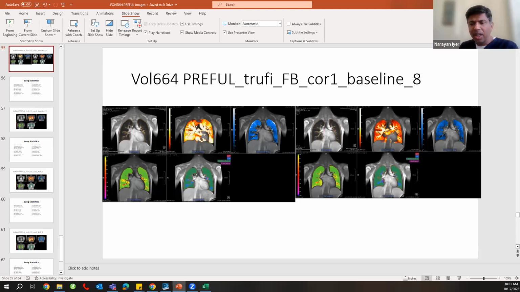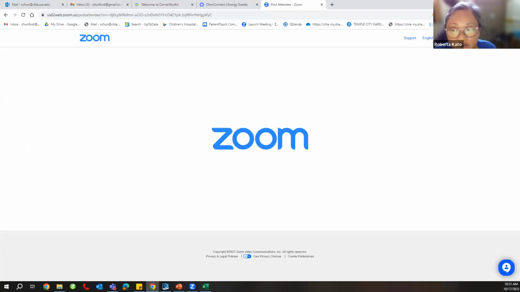How many cuts are there per patient? I think there are also 2 cuts there too. So we have 2 coronal and 2 axial.